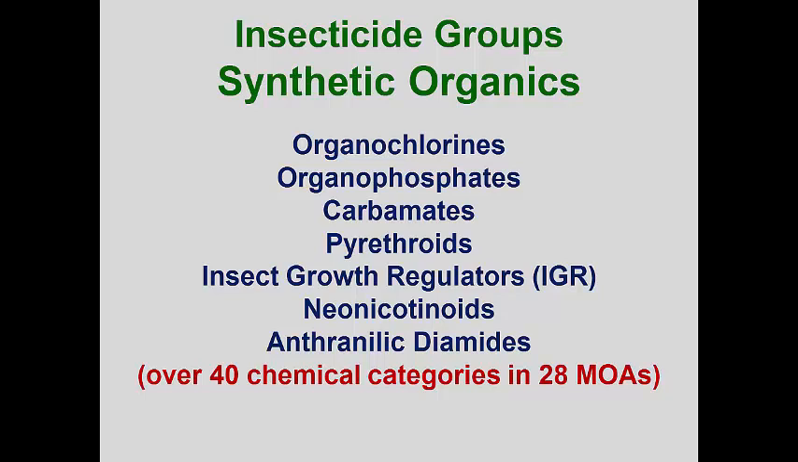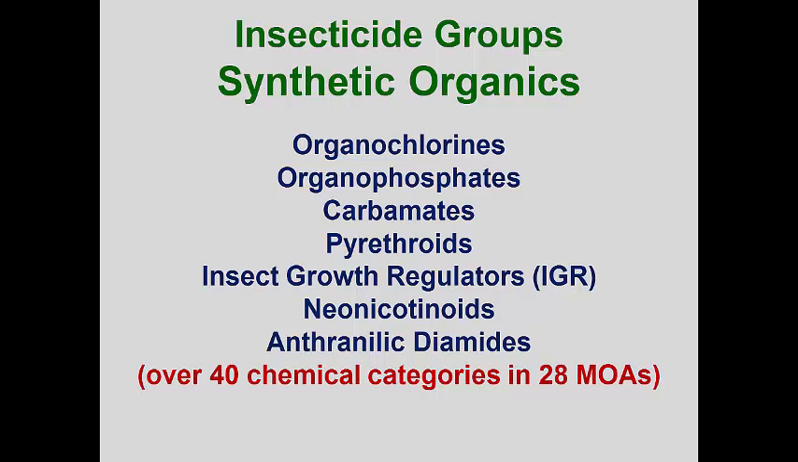Pyrethroids are a synthetic version of the botanical pyrethrum, but they have greater and longer residual action. Insect growth regulators are complicated hormone-like molecules that interfere with insect growth and development. Because of their complexity, they are usually very expensive to make.